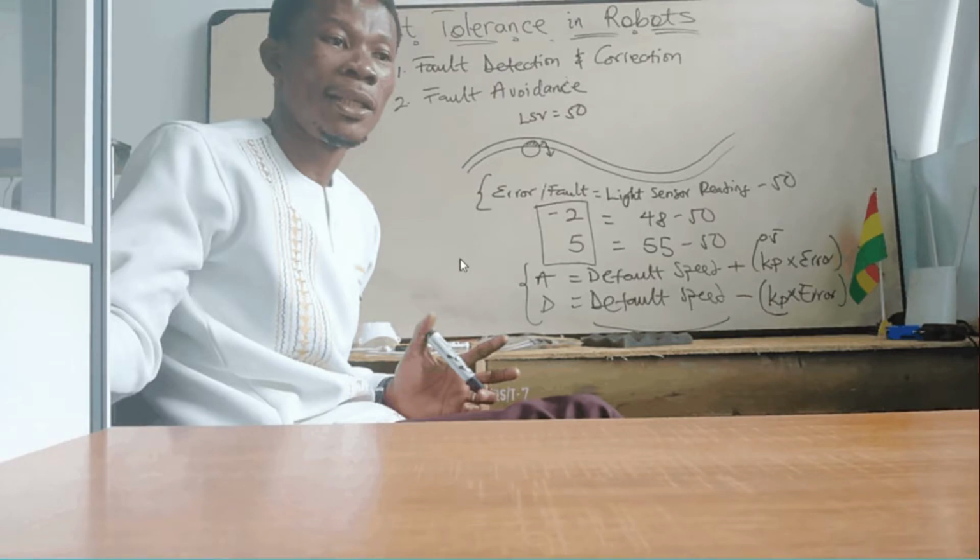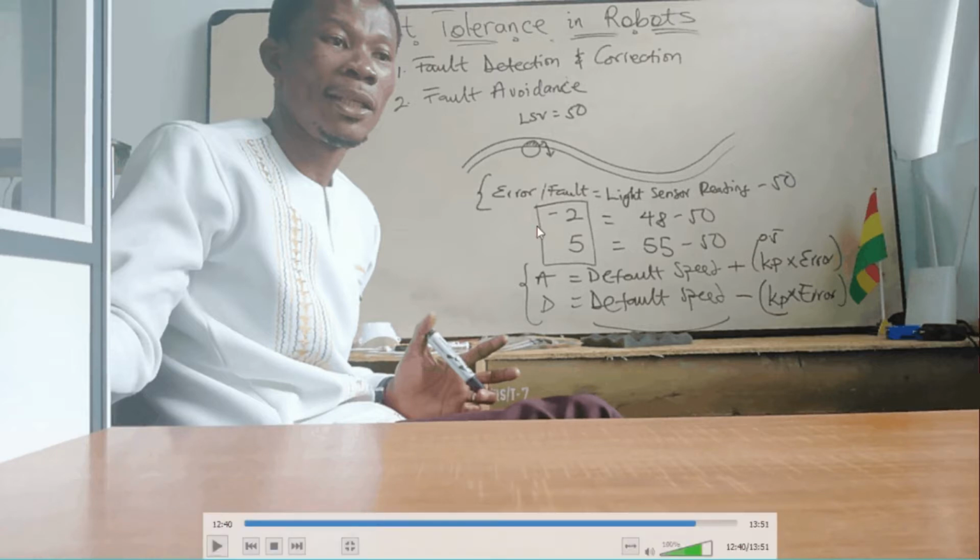13th edition of the video training on robotics inspired science education. In episode 12, we looked at fault tolerance, and under fault tolerance, we considered fault detection and correction. Before we move on to fault avoidance, we want to look at the programming session for fault detection and correction.